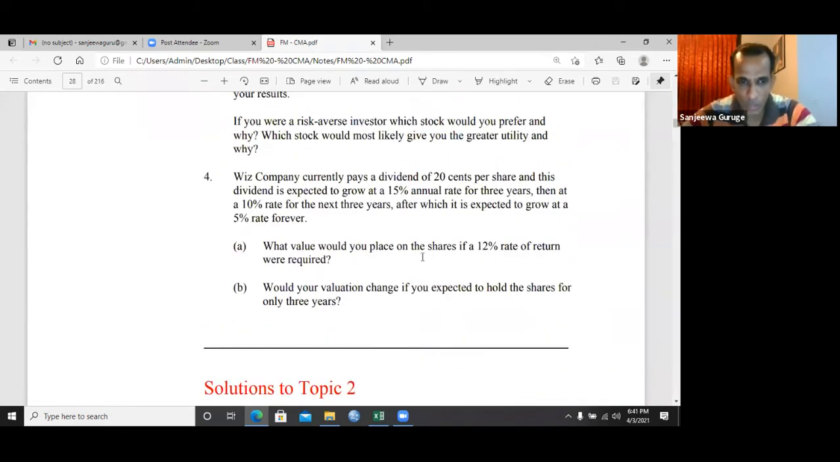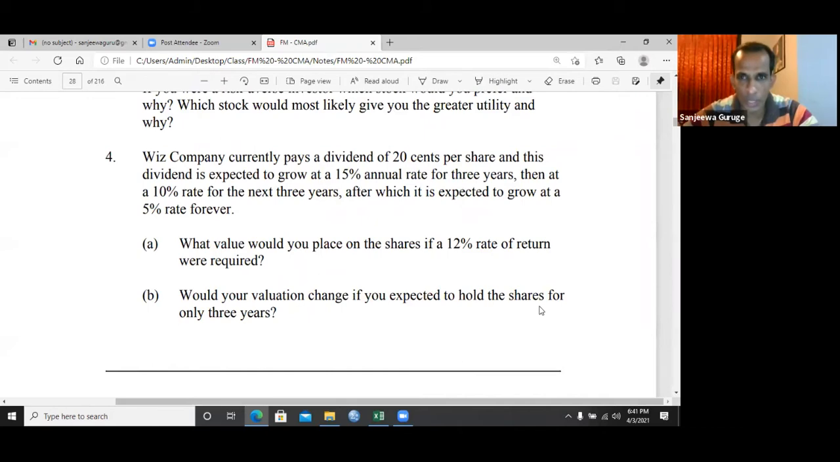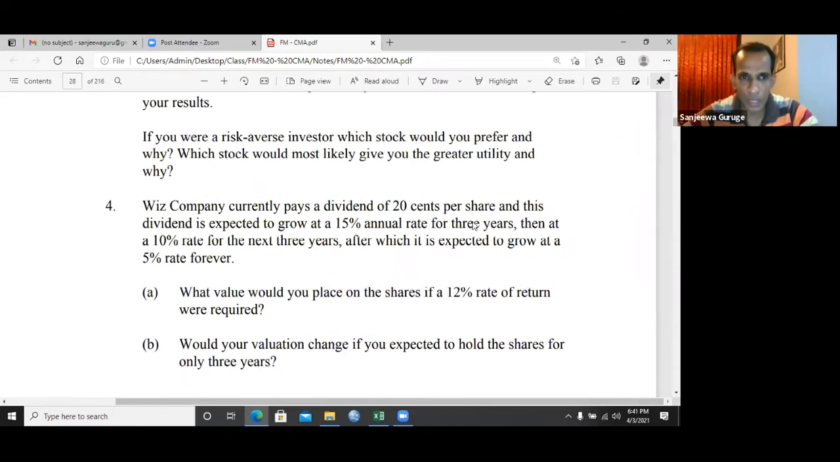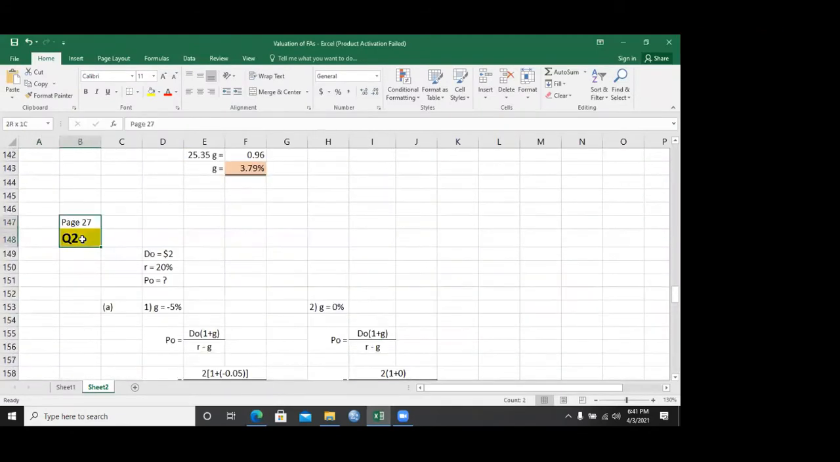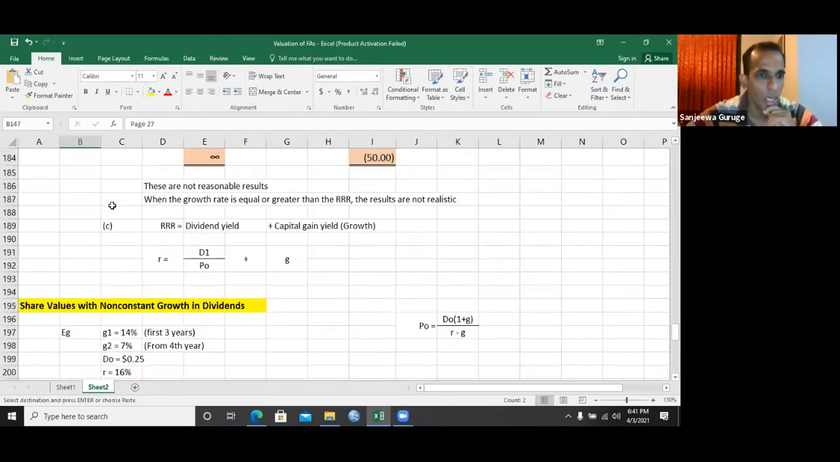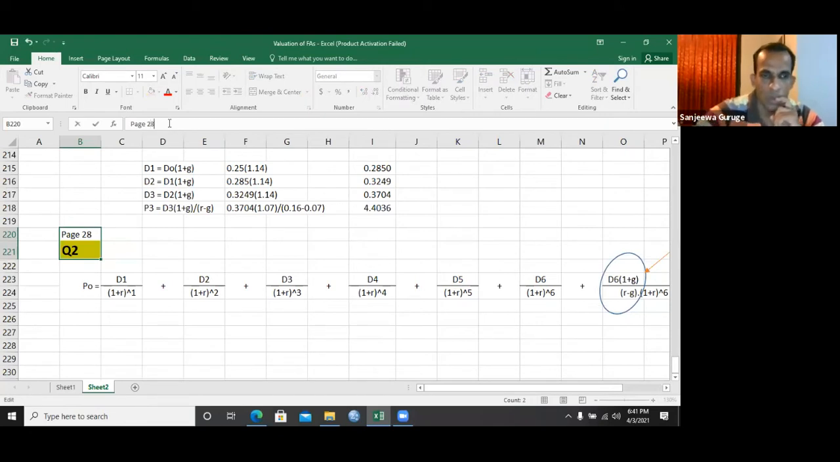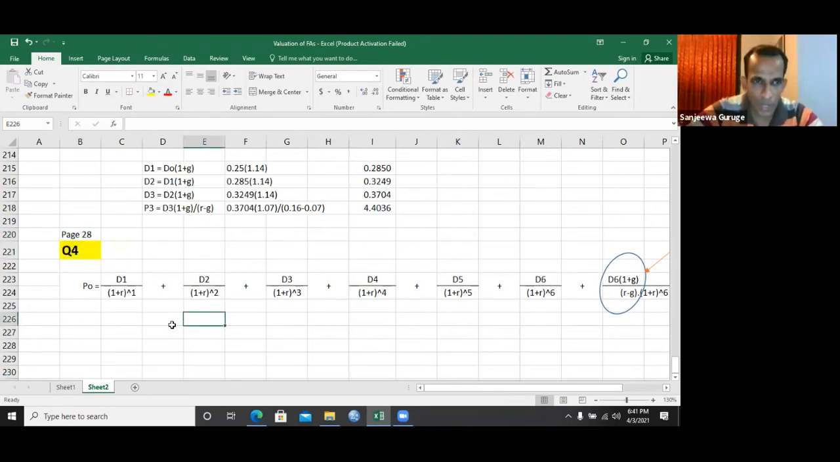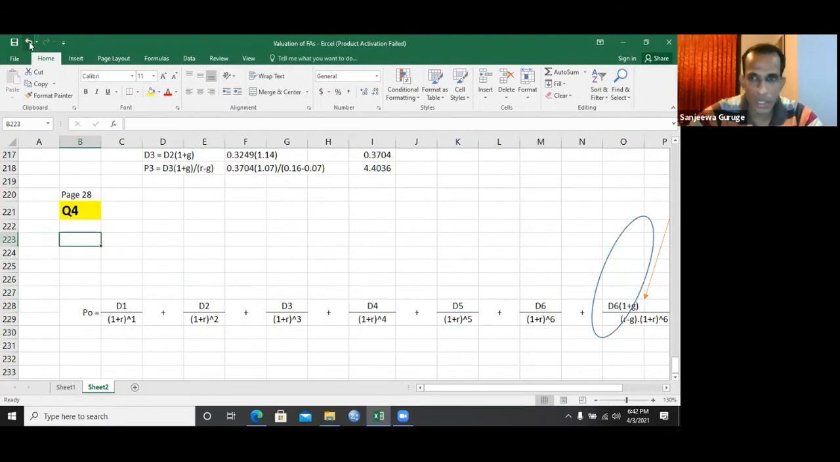So this is question number 4, page number 28. We discussed the key points, right?